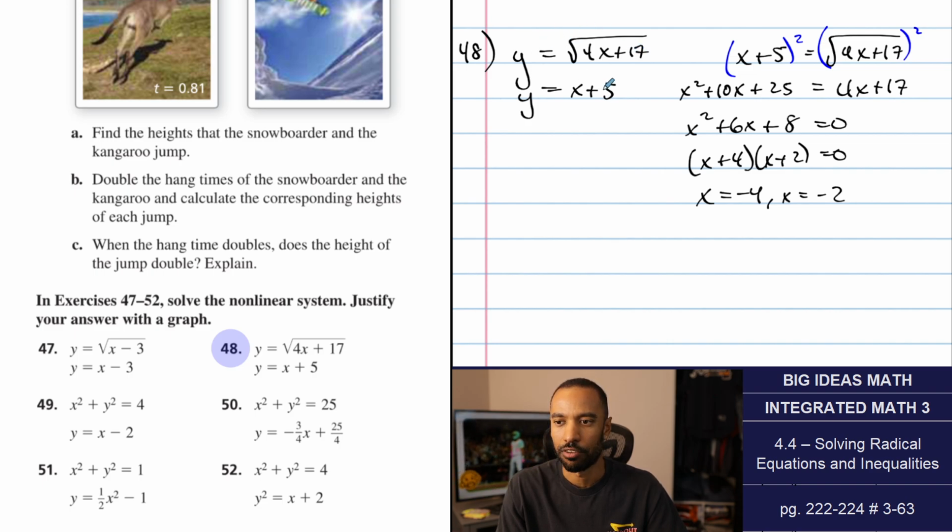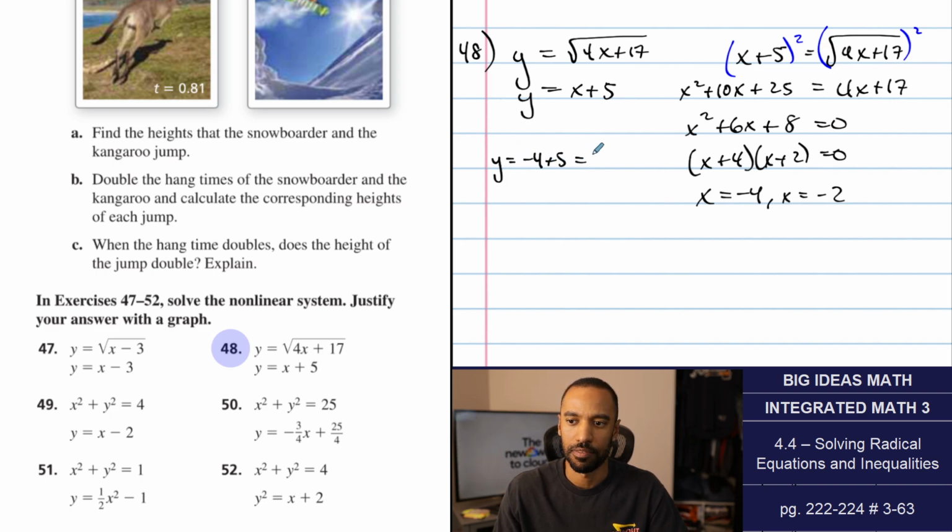Square root of 1 is 1. Negative 4 plus 5 is 1, so they both work for negative 4. So negative 4 plus 5 equals 1, confirmed. Negative 2 plus 5, let's just do this. Y equals negative 2 plus 5, which is 3.